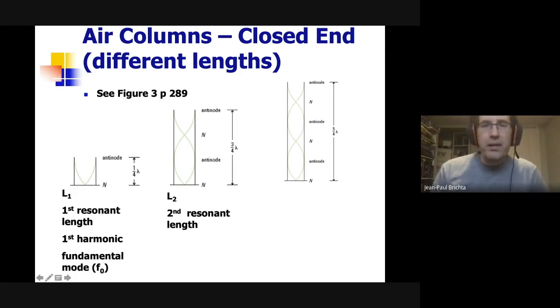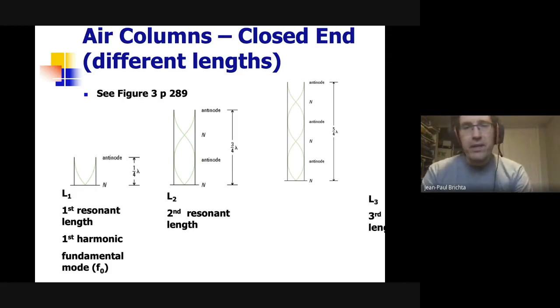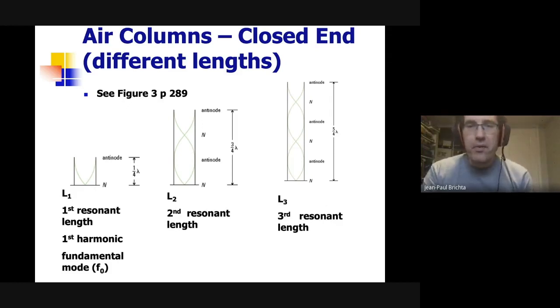We can keep on making longer and longer tubes, and again, all we're doing in each case is adding on more of these loops. So this one, the length here is 5/4 wavelength, and this is called L3, or the third resonant length.